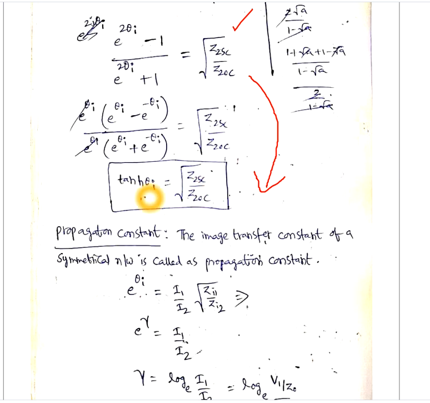Fine, then what is theta I? Theta I will be tanh inverse of under root Z2SC by Z2OC. Fine, this is what you will get in the end.